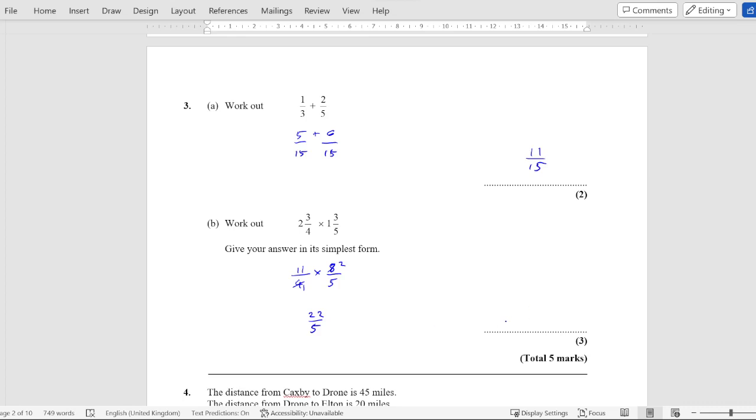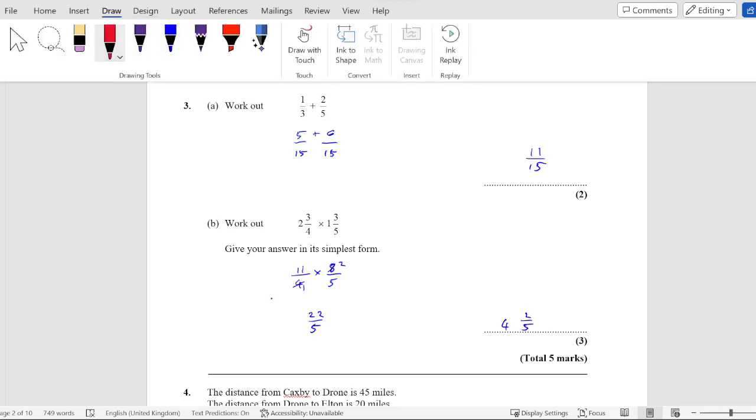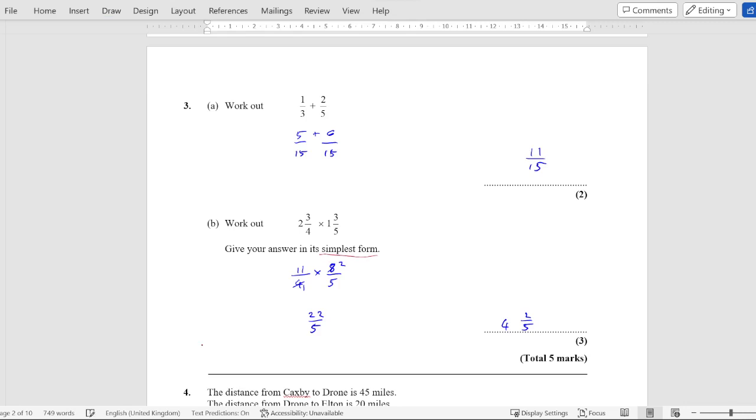I actually wrote the answer as 4 2/5, which was the correct version. It does say in simplest form, but it doesn't really specify. I went for that because that's the same as the question format. But 22/5 was fine for the mark. That would have been fine. You could have also had 4.4. That would also be fine. All three were acceptable.